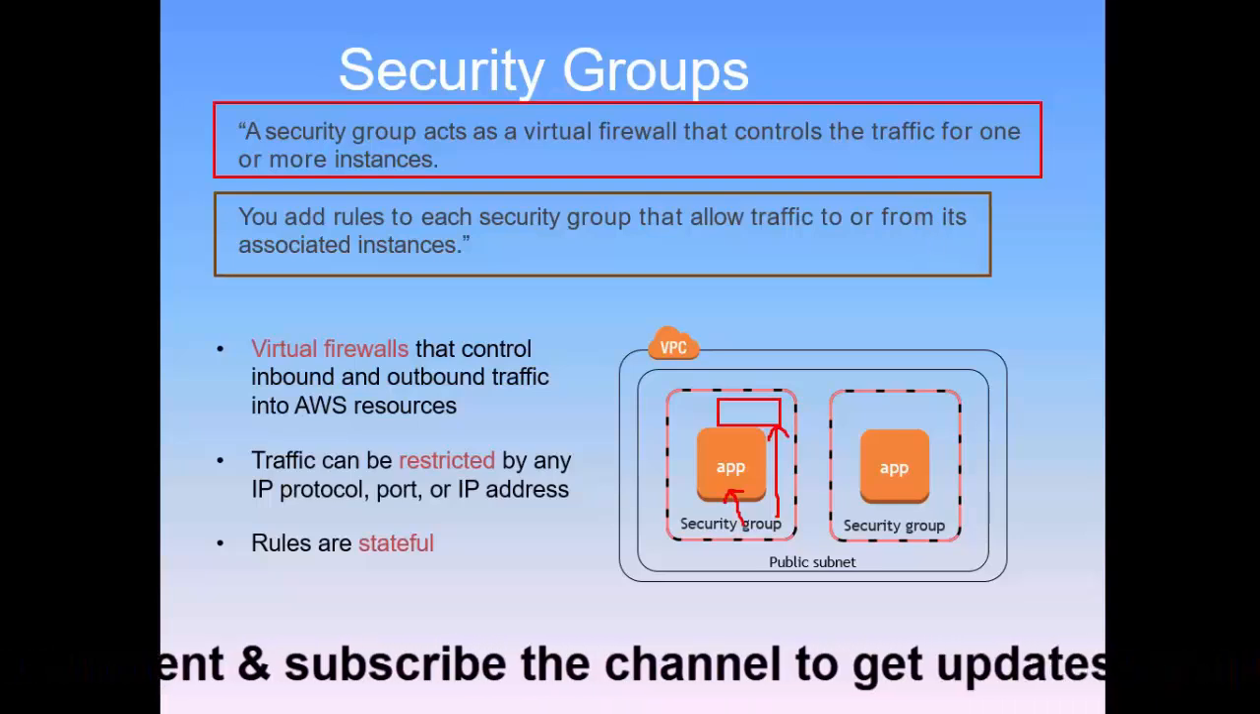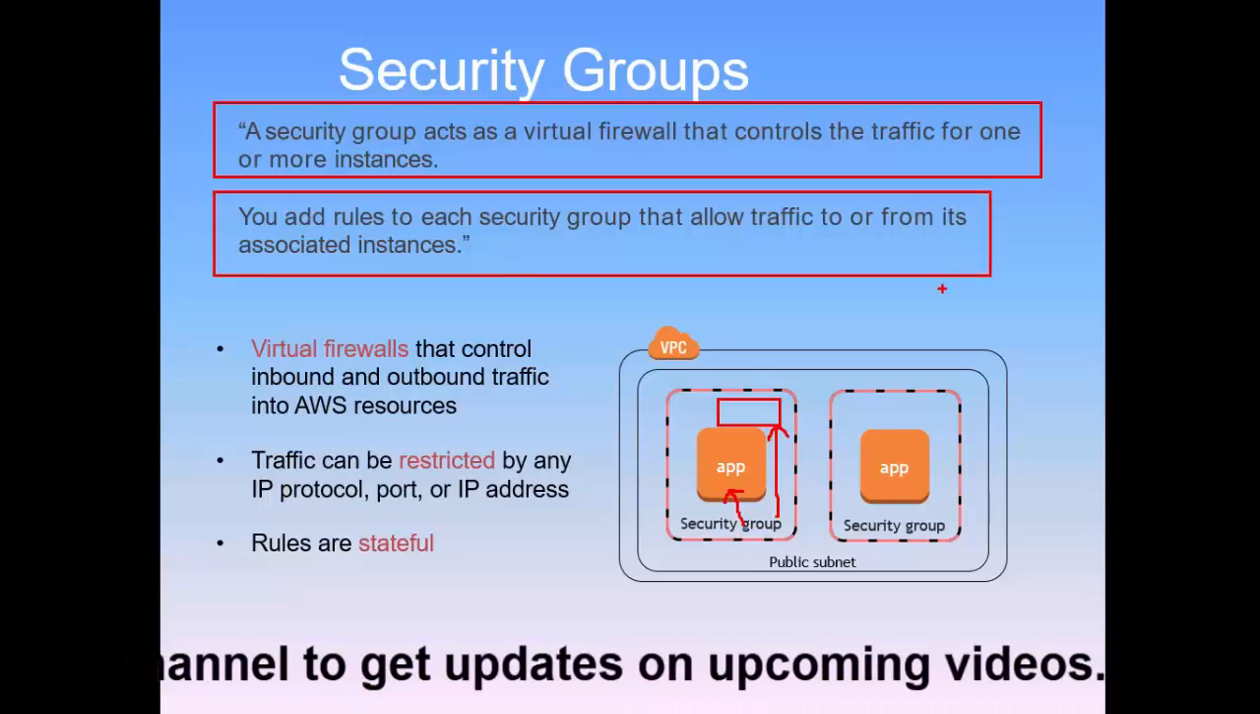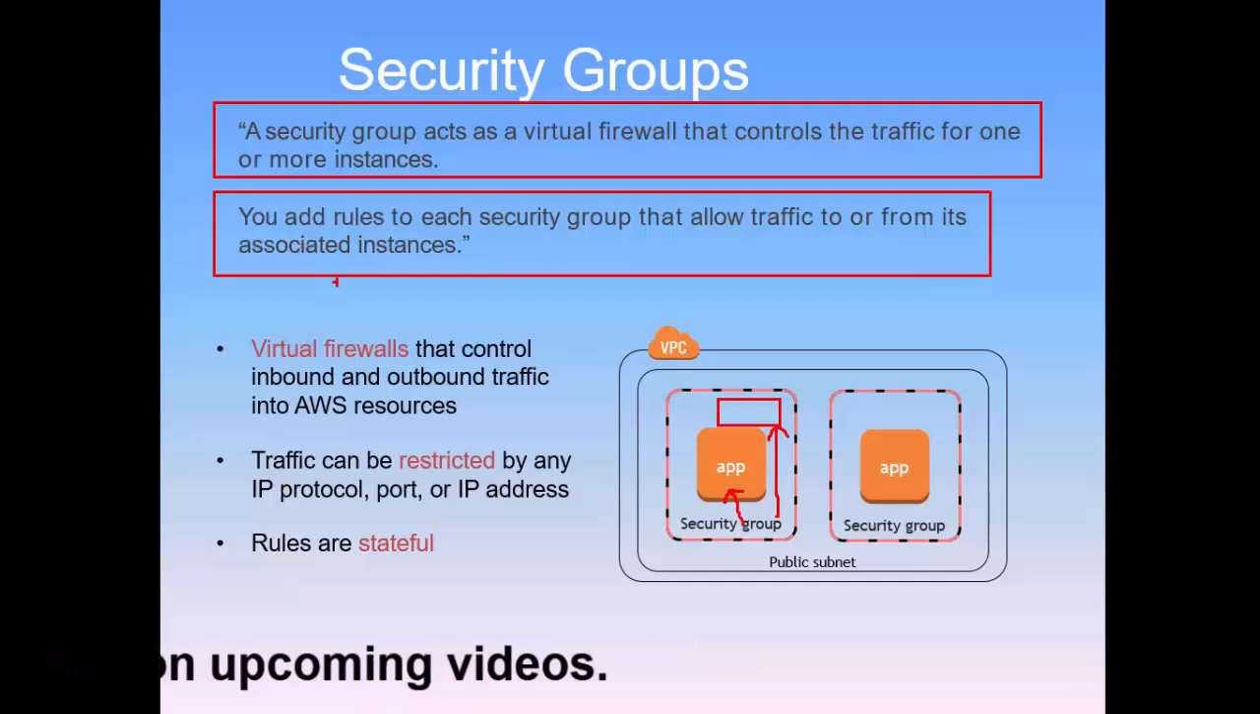You add rules to each security group that allow traffic to and from its associated instance. Whatever instance we associate here with a particular instance, what type of traffic is allowed to and from this particular EC2, so we create different rules. Please watch the previous video also. Wherever we create the EC2s within the VPC, within the subnet also, everywhere we configure the security group.